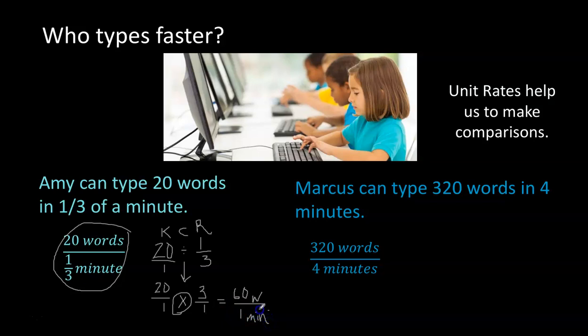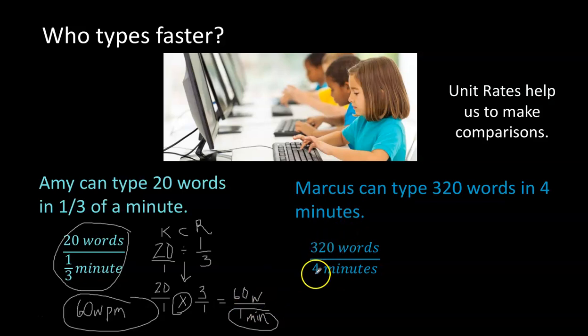Remember, when the denominator is 1, you know you have your unit rate. So Amy's typing speed is 60 words per 1 minute, 60 words per minute. Now we're going to convert Marcus's rate to a unit rate by dividing.